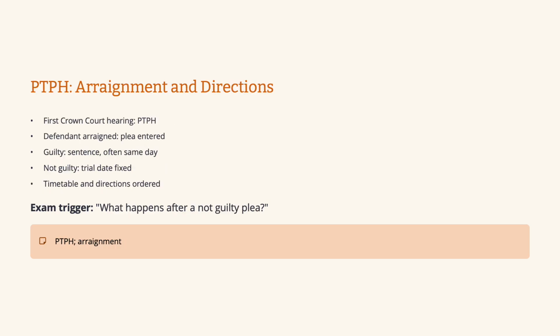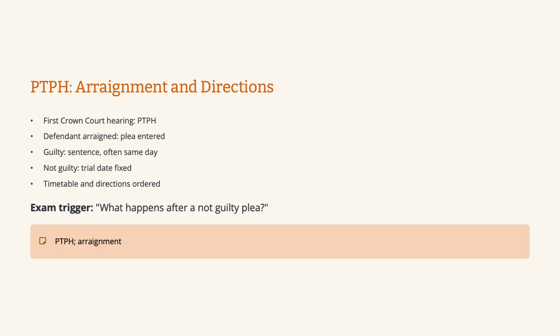So the plea and trial preparation hearing is the Crown Court's first substantive hearing. Let's talk about it. So first, the defendant is arraigned. This means the indictment is read aloud, and the defendant enters a formal plea to each count, guilty or not guilty to each charge. If the defendant pleads guilty to all counts, the court proceeds to sentencing, often on the same day if a pre-sentence report is not needed. If the defendant pleads not guilty to any count, the case is listed for trial.